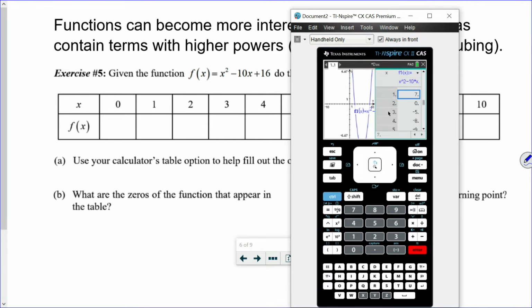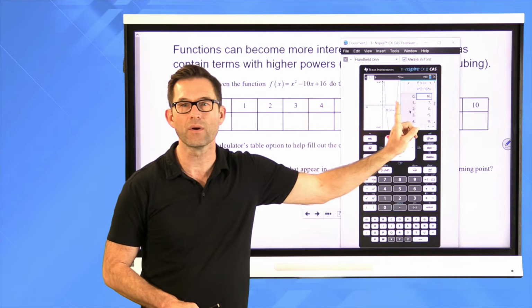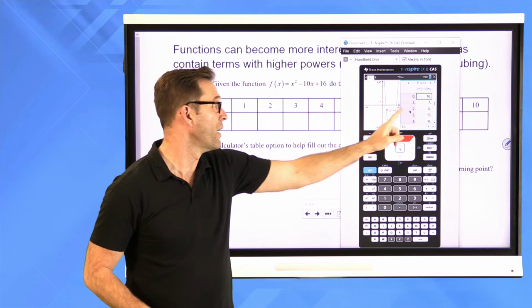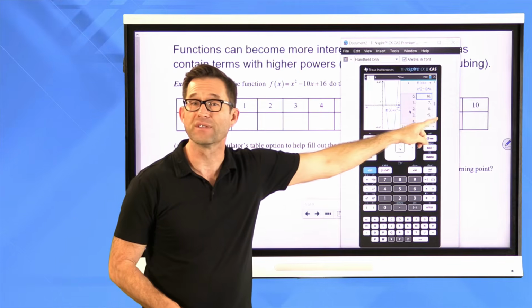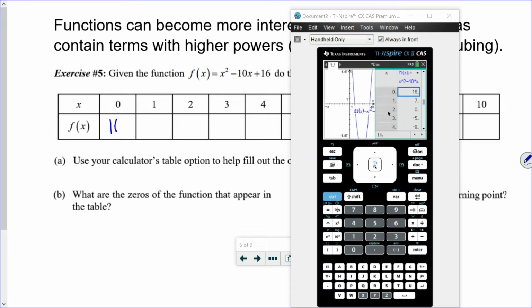My table starts with x values of 0. So there we have it. I've got my table up and I can just start reading those pairs off. When x is 0, y is 16. When x is 1, y is equal to 7. So let's write them in. Here we go. 0, 16, 1, 7.